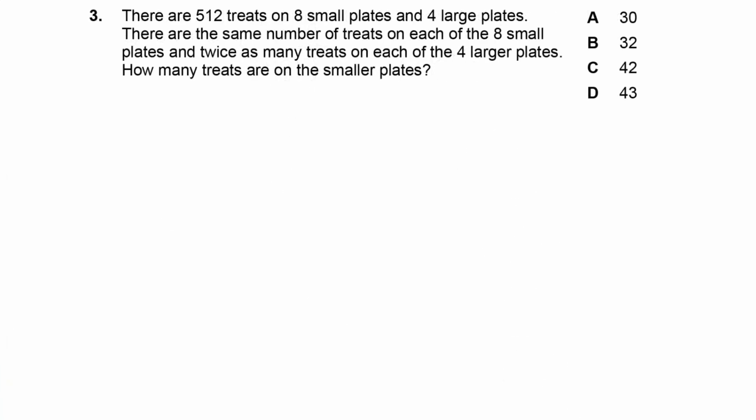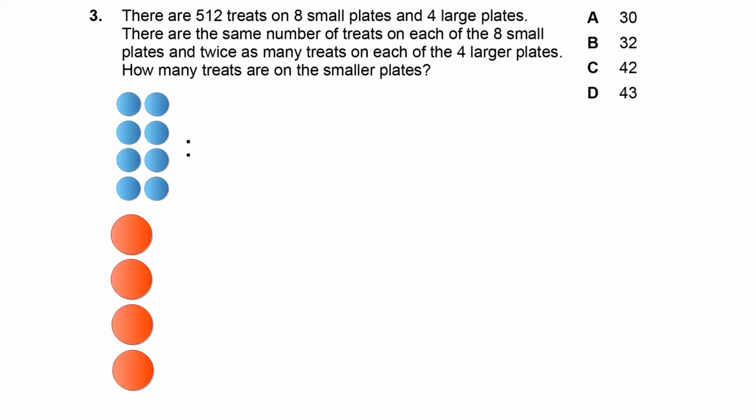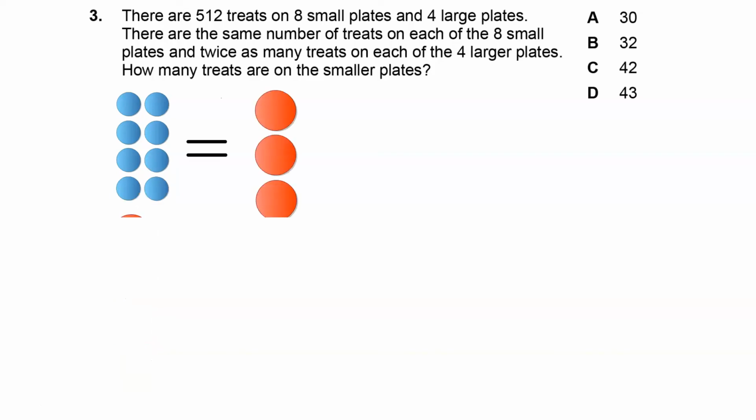There are 512 treats on 8 small plates and 4 large plates. There are the same number of treats on each of the 8 small plates and twice as many treats on each of the 4 larger plates. So how many treats are on the smaller plates? So this shows the number of plates that we've got. We've got the 8 smaller plates here and the 4 larger plates here. They also tell us that the 8 smaller plates are equal to the 4 larger plates as far as the amount that they hold.